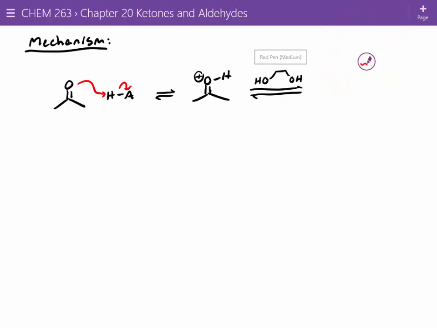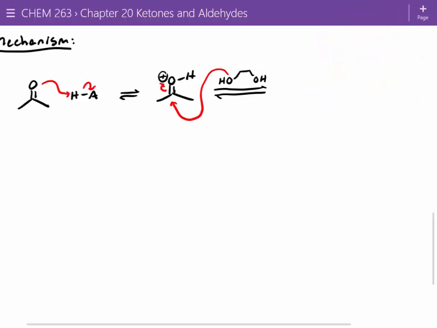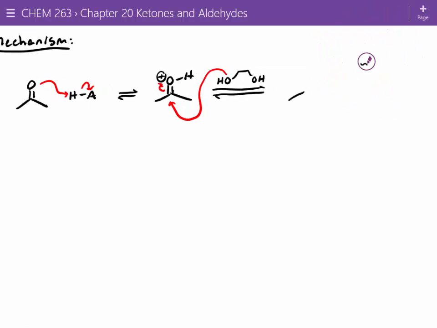Then we can have one end of the alcohol add in. That gives the oxygen a positive charge, right? What's the next step? We're not quite to our hemiacetal. Deprotonation, right? So in this case, I'm going to just shorthand our conjugate base, which is A minus. It could be another alcohol group.